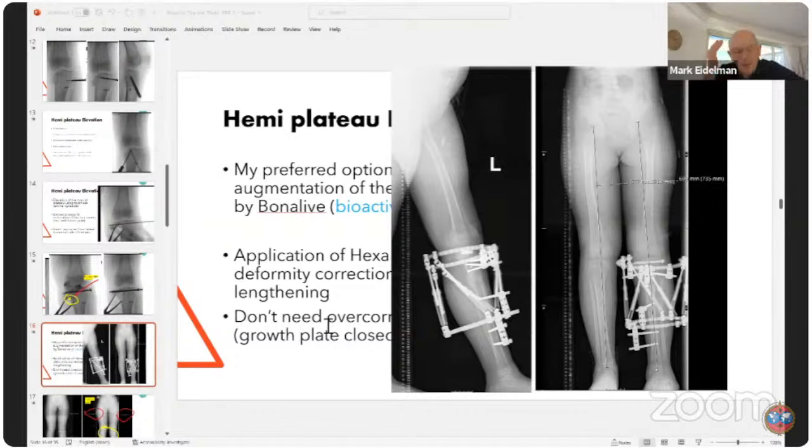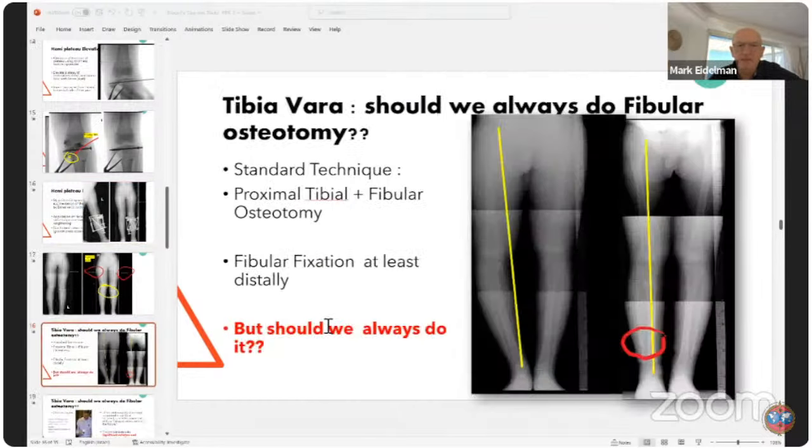Then you can choose. I always applied a hexapod for residual correction and preemptive lengthening. But I did many times simultaneously medial plateau elevation, and after 1 week started the correction. In recent years, I prefer to wait for 3 weeks, then come back to the operating room, do a small percutaneous proximal tibial osteotomy, and do the rest of the correction. It's your option. I think this way is much safer.